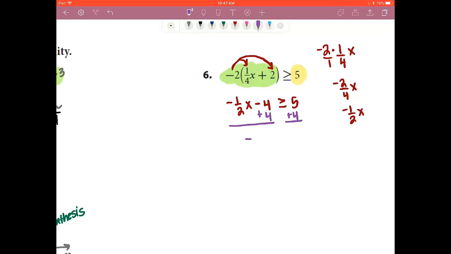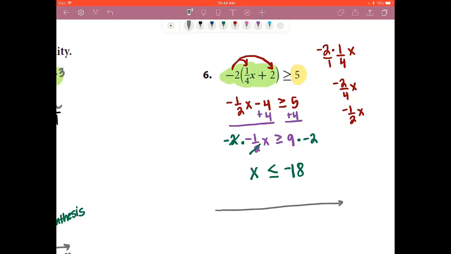I'm going to add 4 to both sides of the inequality, and I get negative 1/2 x is greater than or equal to 9. I'm going to multiply both sides by negative 2. The negative, so that the negative times the negative is a positive, and the 2 so that they cancel out. That's going to give me x, because a negative times a negative is a positive 1. But because I multiplied by negative 2, I have to flip my symbol and make it less than or equal to negative 18.